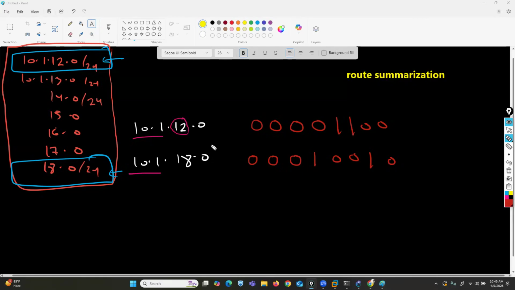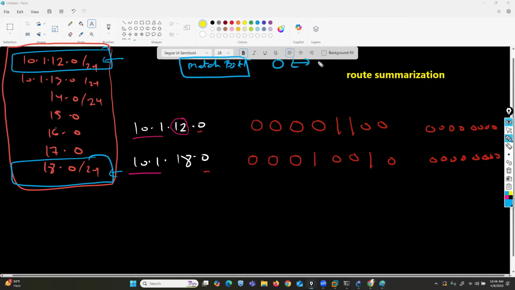Now I'm changing the second value into binary. Once you change your decimal value into binary, what is the next step? Your next step is to match bit by bit. If 0 matches with 0, you will get 0. If 1 matches with 1, you will get 1.